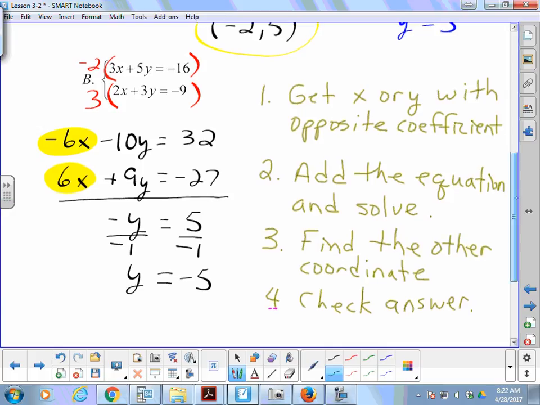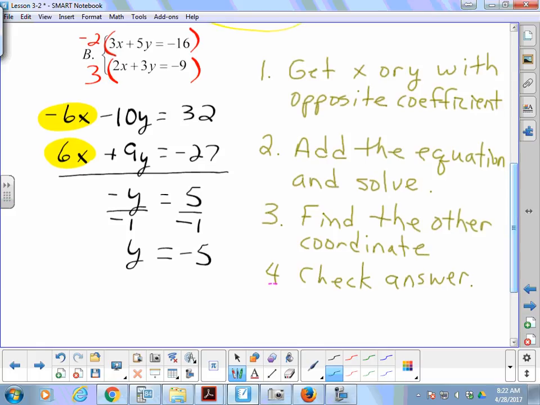When we go to find the second one, we're going to go back to the original equations. Don't use your altered ones. Pick your favorite. Maybe you're a 1 person, maybe you're a 2 person. Do the first one or the second one, whichever you want. Put -5 in for y, and we'll solve for x. I'm going to take the second one this time: 2x plus 3 times -5 equals -9.